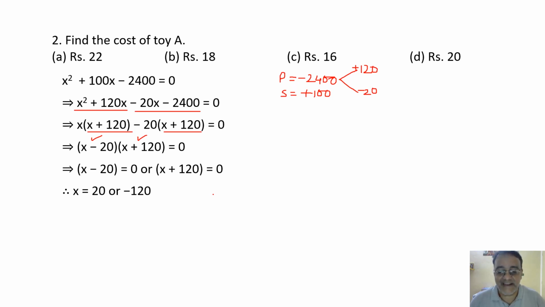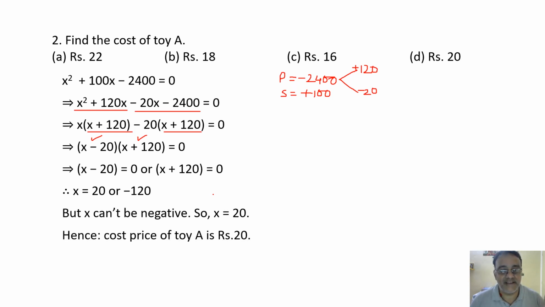So cost negative नहीं हो सकता, right? So the final answer is x is equal to 20. So the cost of toy A is rupees 20. Which option is the correct one? Option D. Okay. Now we are moving toward the next question.